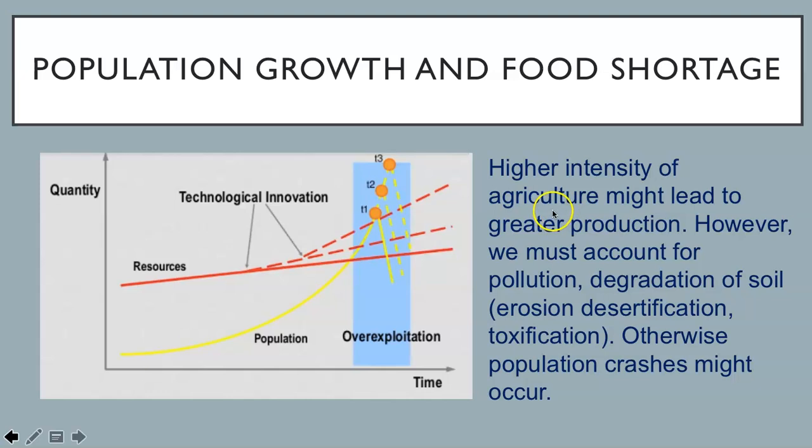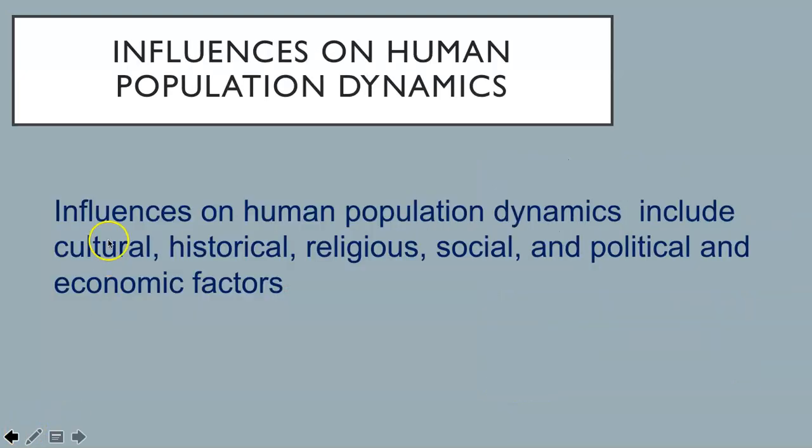Higher intensity of agriculture might lead to greater food production. However, we must account for pollution, degradation of soil, erosion, desertification, toxification. Otherwise, population crashes might occur. Influences on human population dynamics include cultural, historical, religious, social, and political and economic factors.